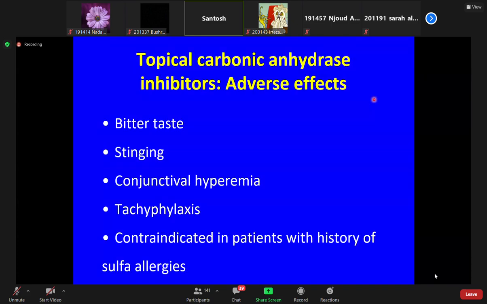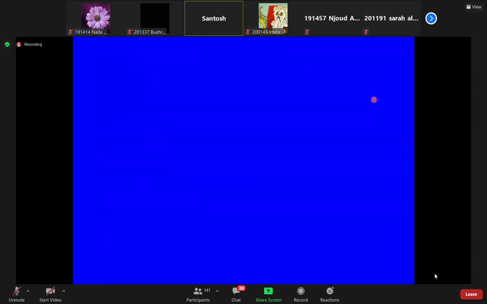So far we're talking about the topical drugs, okay? And the topical carbonic anhydrase inhibitors. But we have systemic carbonic anhydrase inhibitors as well. One of them is acetazolamide. This can be given orally as well as IV. Okay, remember this can be given orally as well as IV.